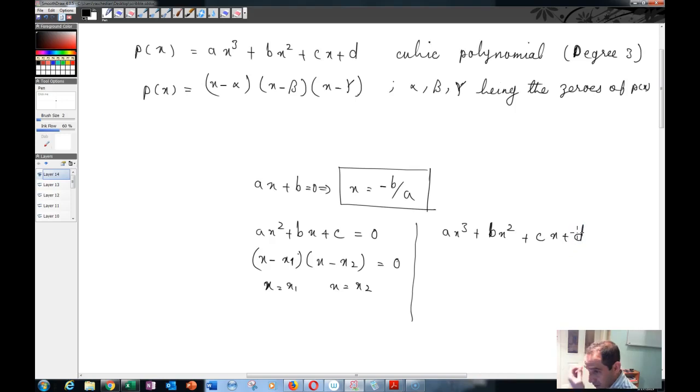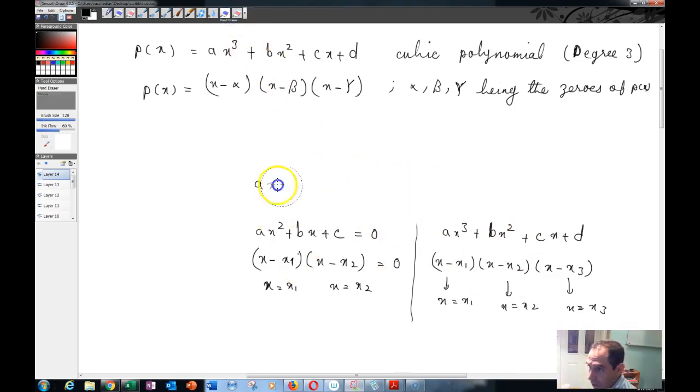Okay, and also for any third degree polynomial ax cubed plus bx squared plus cx plus d, this is a cubic polynomial, there is a theorem that states that it can be written in terms of the zeros, meaning that you can write it as x minus x1 times x minus x2 times x minus x3. Here your zeros would be x is equal to x1, x is equal to x2, and x is equal to x3. Okay, so now based on that, I'm writing these relationships.